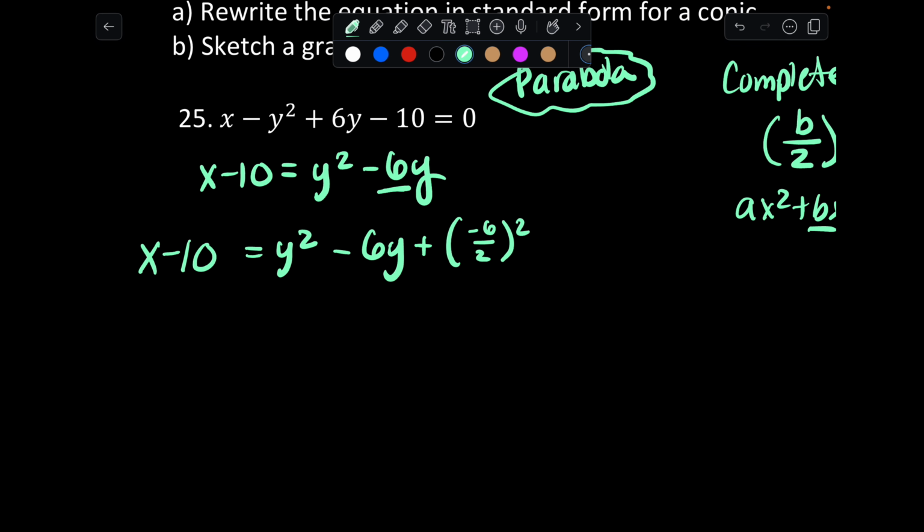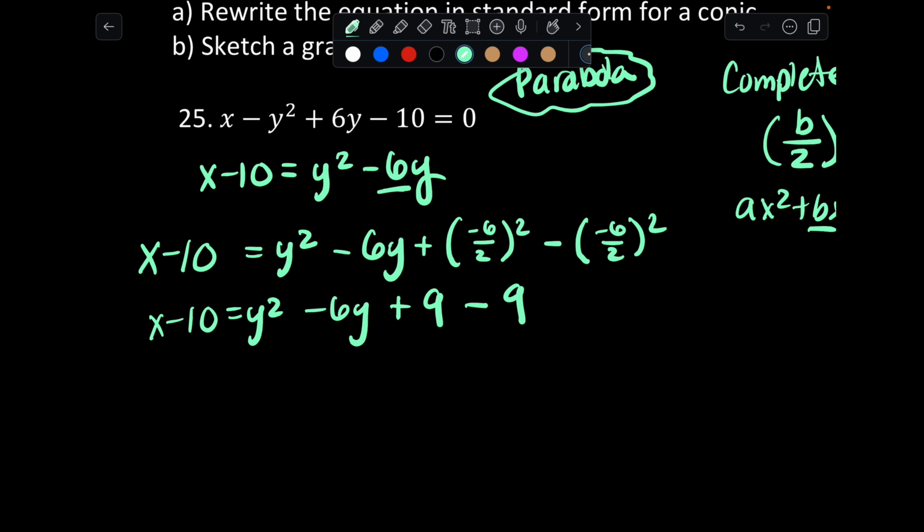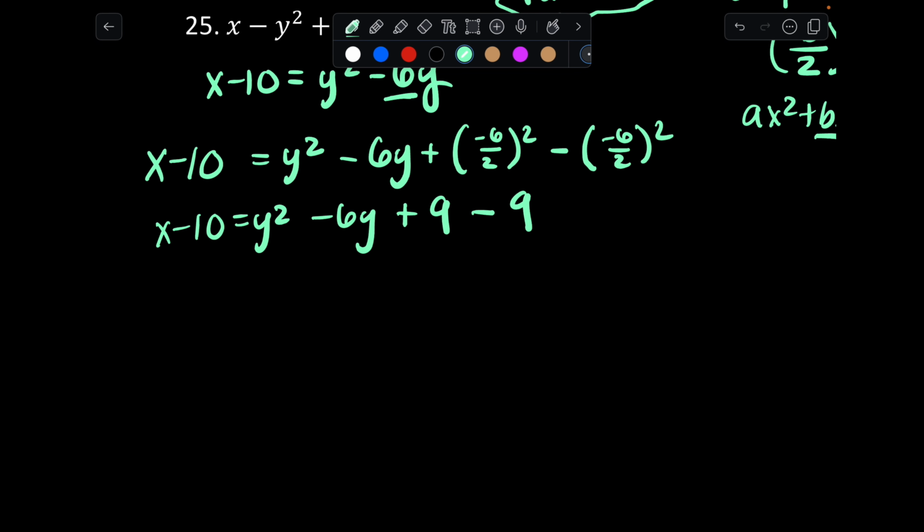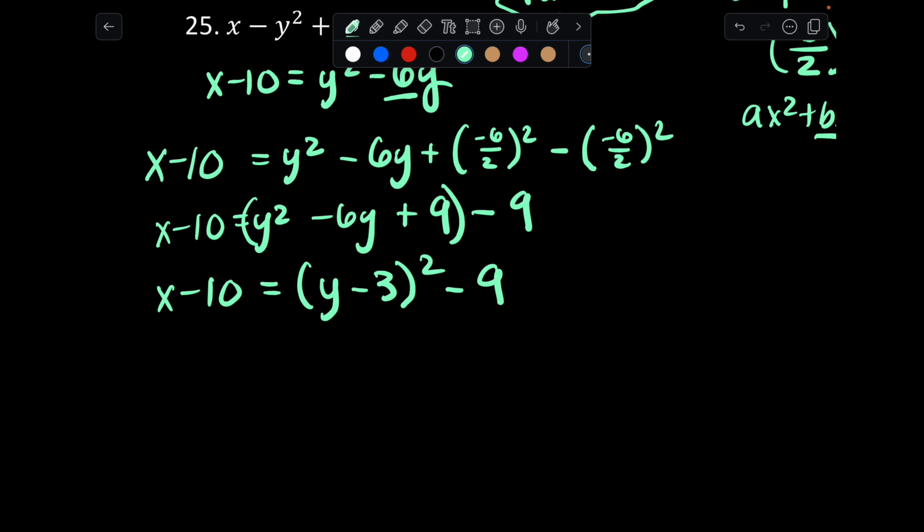Now we have to keep the equation balanced, so since I'm adding this term, I'm also going to subtract it. So we end up with x minus 10 is equal to y squared minus 6y, and then negative 6 divided by 2 is 3. 3 squared is going to be 9, so I have plus 9 minus 9. Now, every time that you complete the square, you are going to end up with a binomial factor, okay? So we can rewrite y squared minus 6y plus 9 as y minus 3 squared. Every time you complete the square, this is what's going to happen. And then we have minus 9.